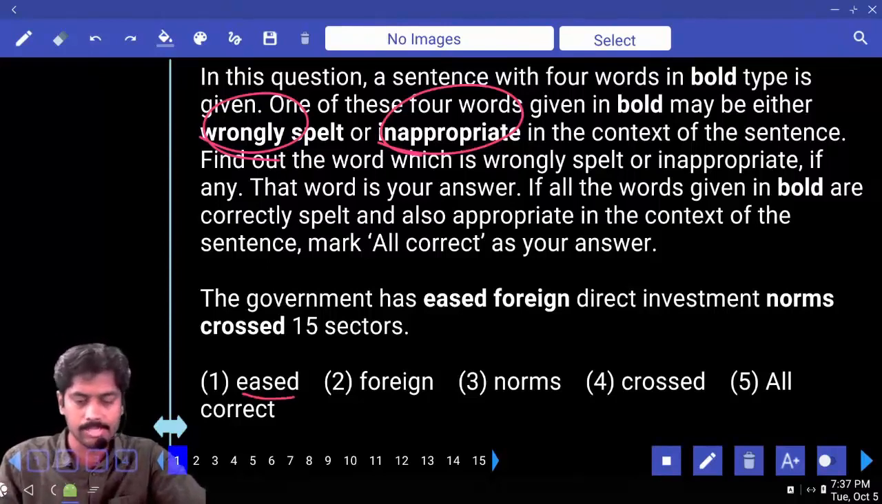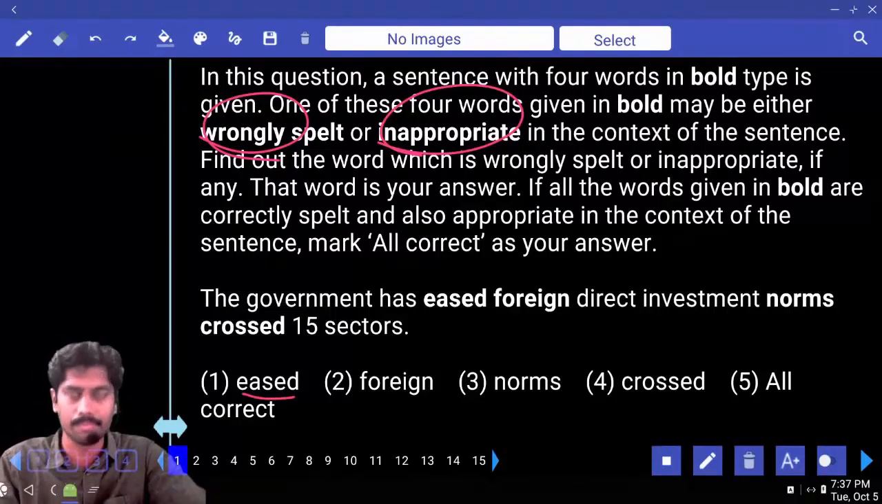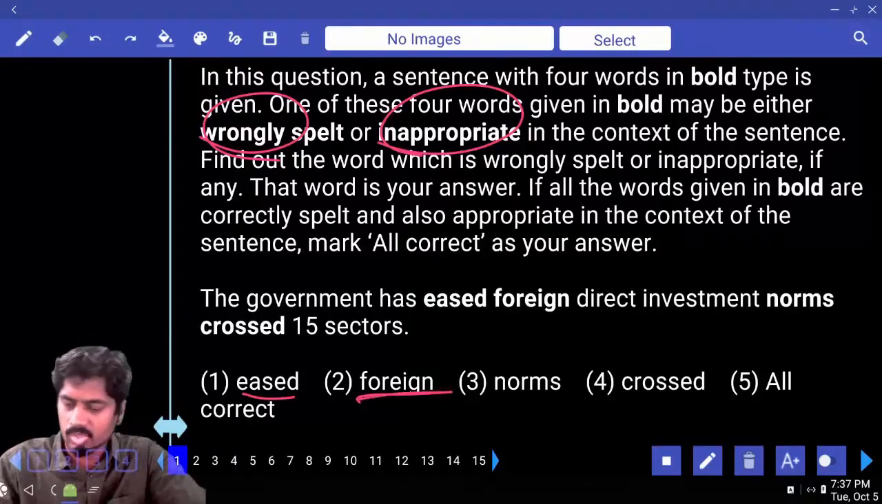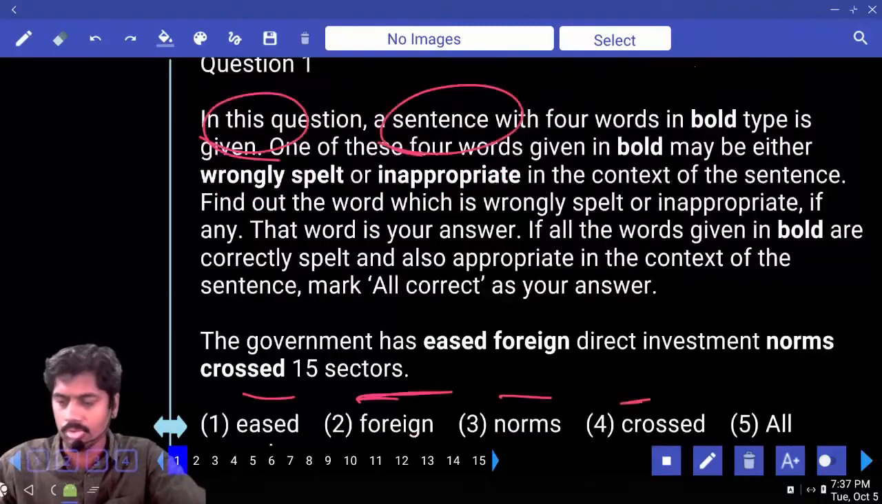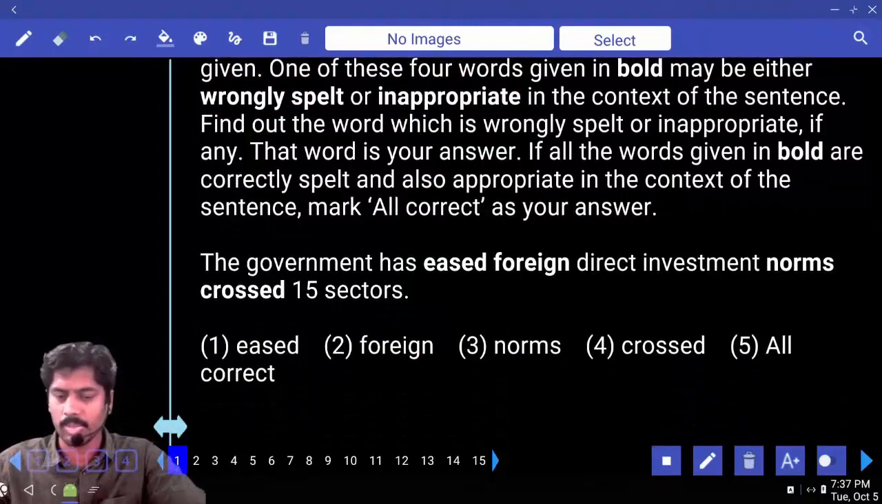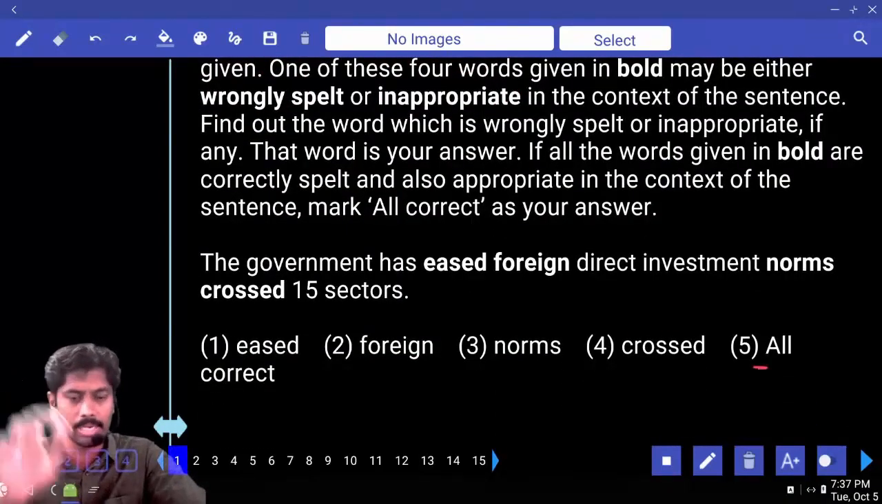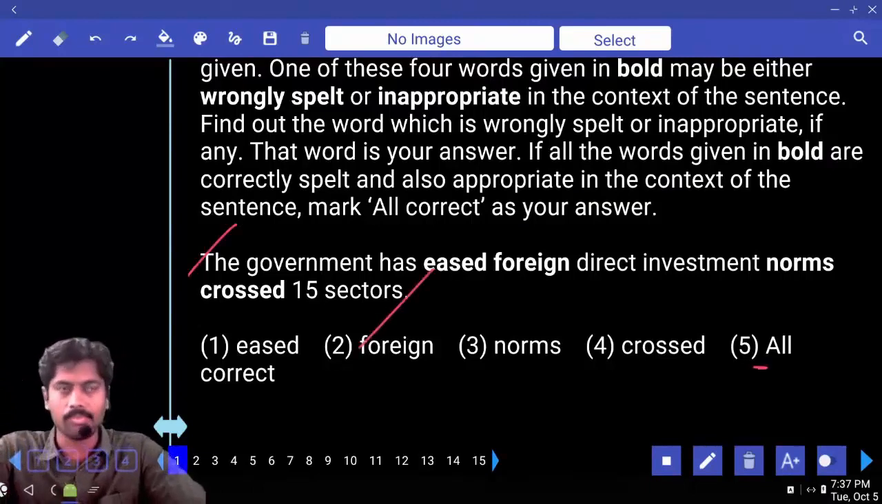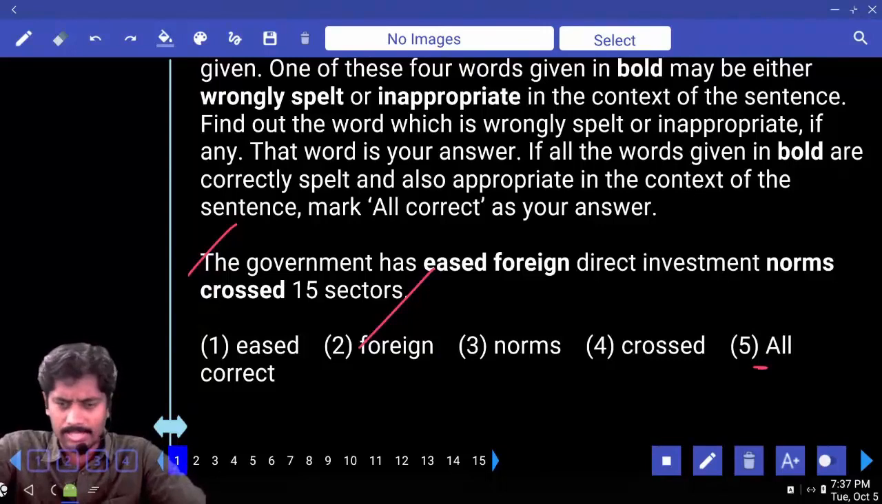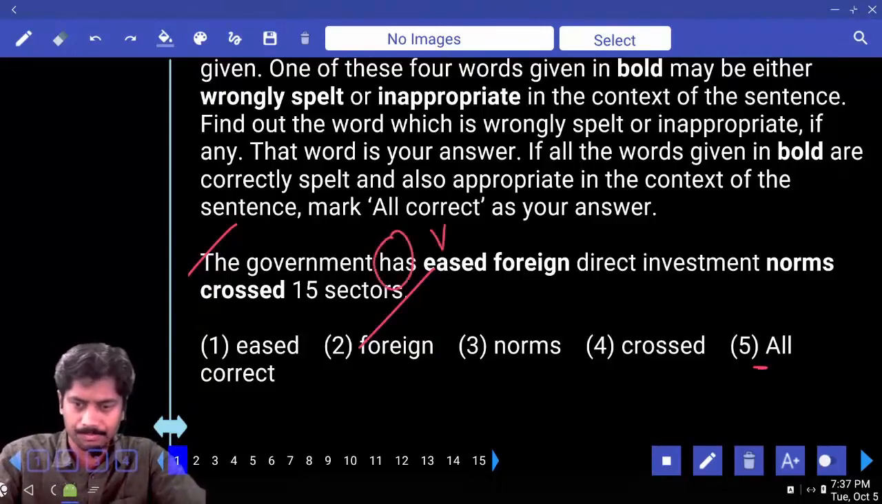Eased, EASE. Ease means making something comfortable, making something easy. Foreign, spelling correct. Norms, okay. Crossed, okay. In terms of spelling, all are correct. But let me read the sentence to check if there is any inappropriate word. The government has, after has, what is needed?